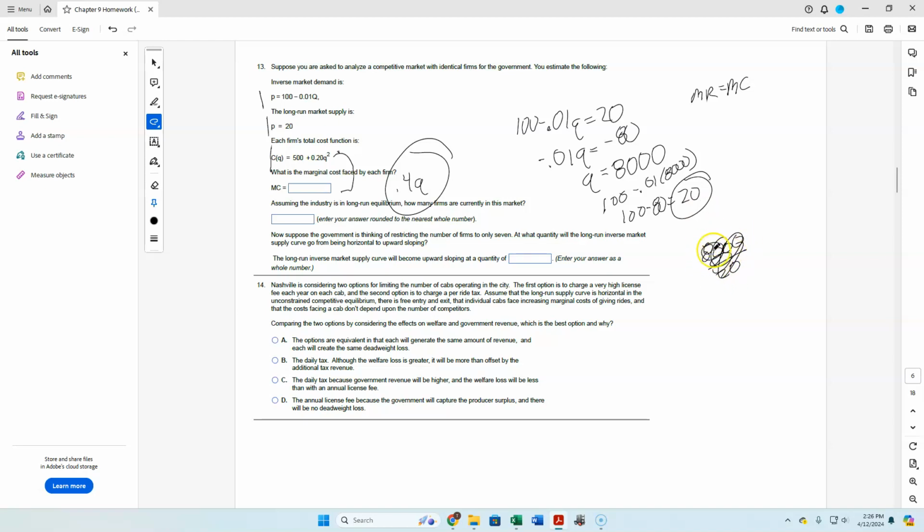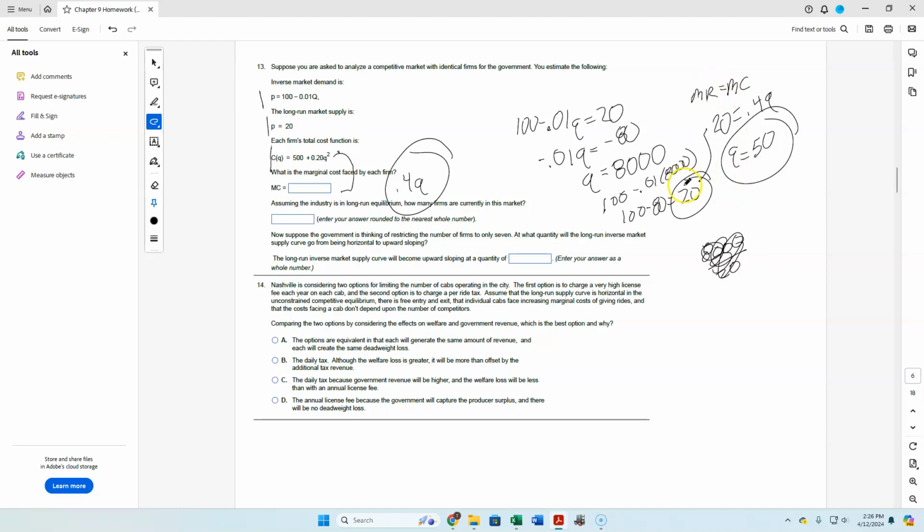Sorry, no, I think I jumped a step here. I didn't need to do that. My price is 20. I need to now set that equal to 0.4 Q. Q is equal to 50. So each firm is going to be producing 50.